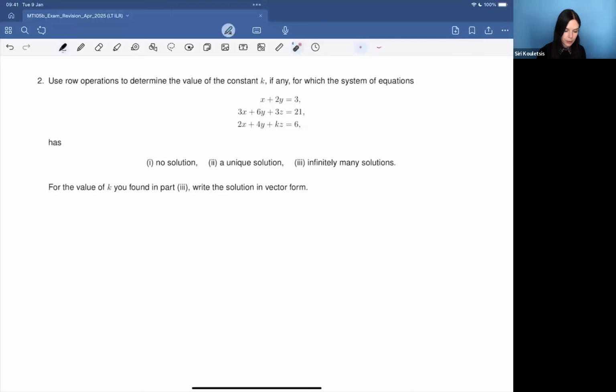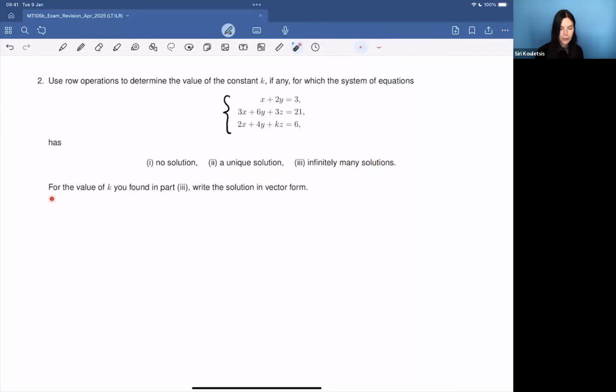Now moving on to the next question. So we have a linear system here in three unknowns, three equations for three unknowns. Now there is a constant k appearing in the last equation. And we're told to use row operations to determine the value of the constant k for which the system of equations has no solution, a unique solution, or infinitely many solutions.